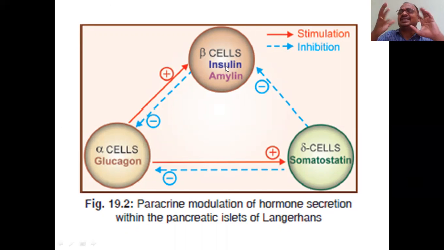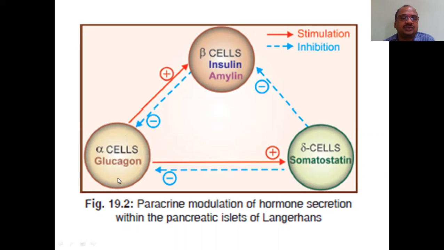And what is the relationship between these three cells? Very interesting diagram. Red mark is stimulation, positive. Red mark stimulates, whereas a blue mark is inhibition. First you start with the glucagon, the alpha cells. You can remember the order also: alpha, beta, delta, in a line. So alpha, beta, delta, like that.